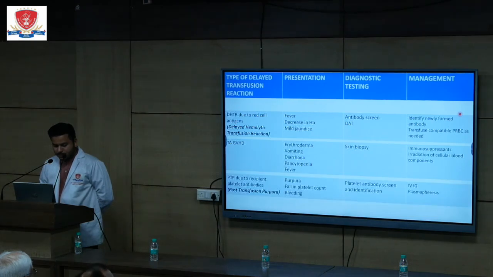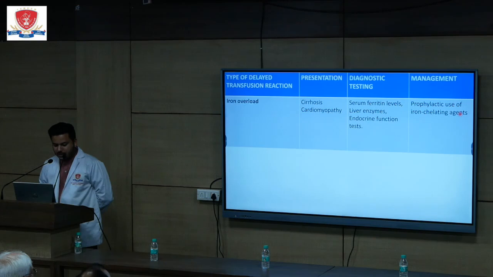Then we have the post-transfusion purpura, in which we see purpura, fall in platelet count, and bleeding. Its diagnosis is platelet antibody screening of the donor, and management includes giving intravenous immunoglobulins and plasmapheresis.